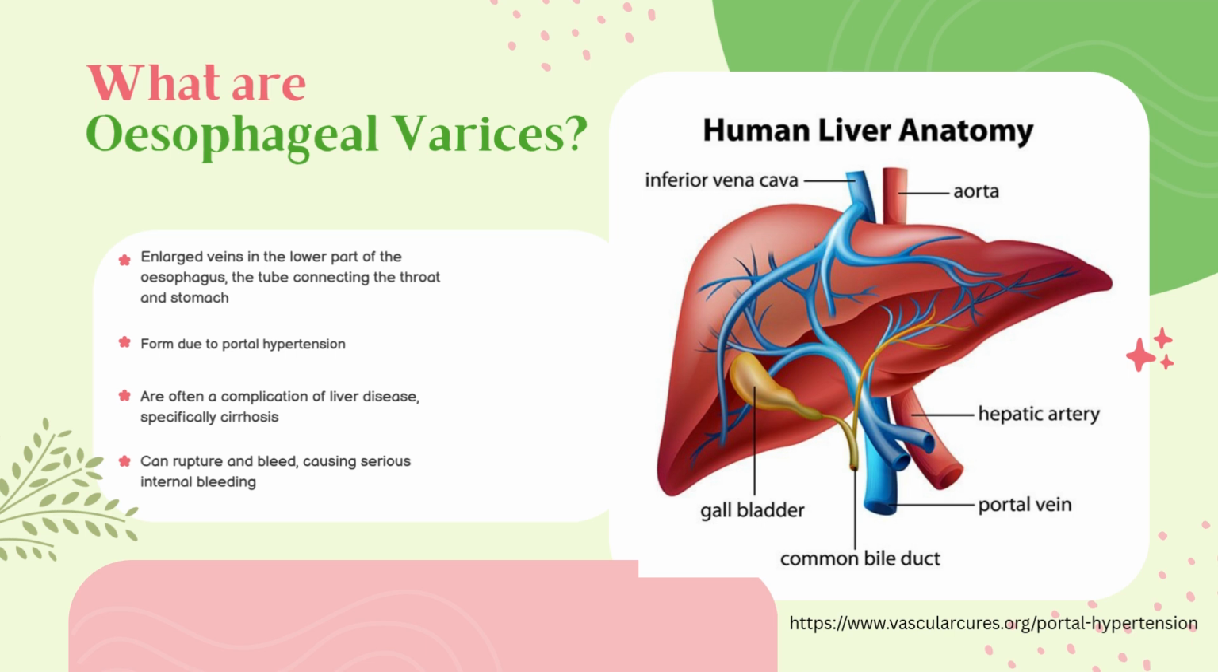Esophageal varices are enlarged veins in the esophagus, the tube connecting the throat and the stomach, that can cause life-threatening bleeding if they rupture.